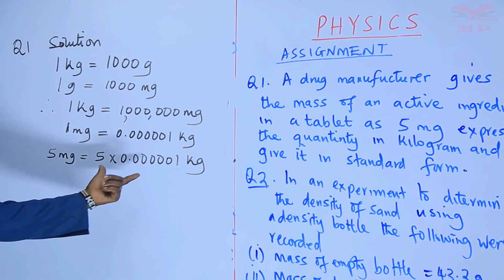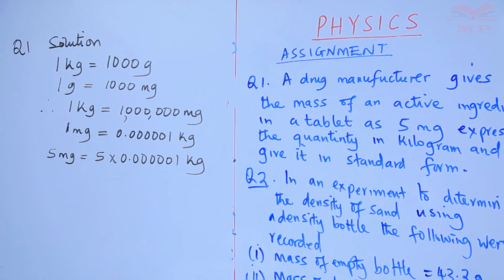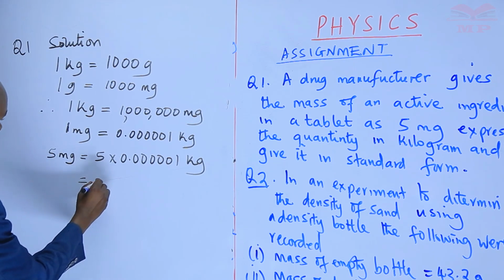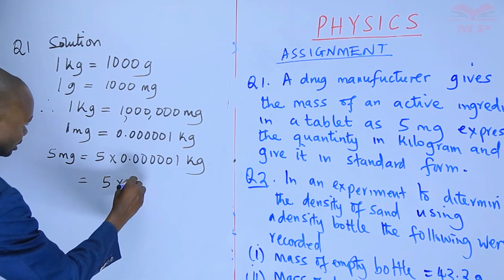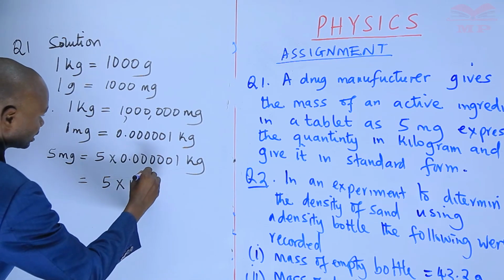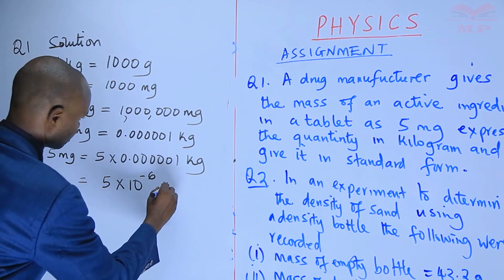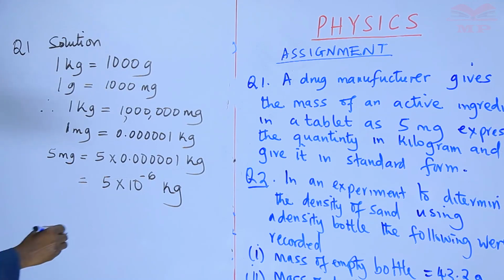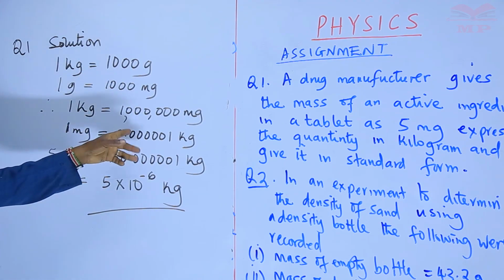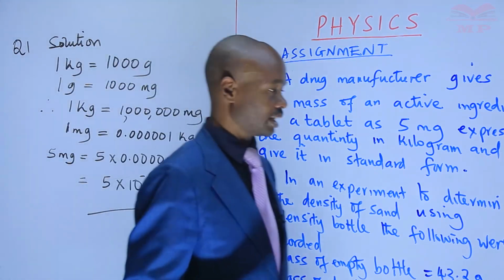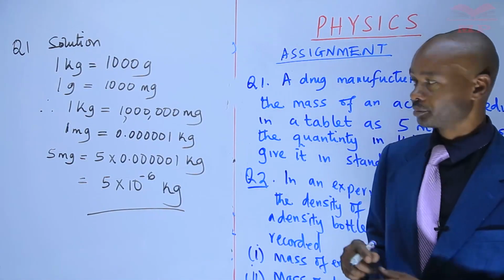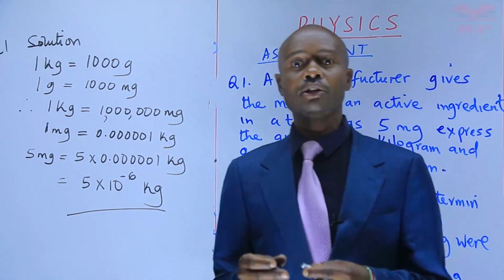In fact, that is the answer, but you are supposed to give it in standard form. So that will be 5 times 10 power negative 6, isn't it? 10 power negative 6 kilograms. That is the answer in standard form. It was testing you on knowing the relationship between a kilogram and a milligram. That is the solution for that question.